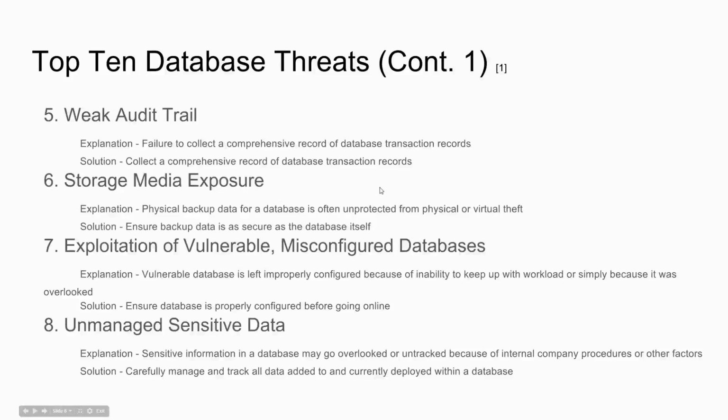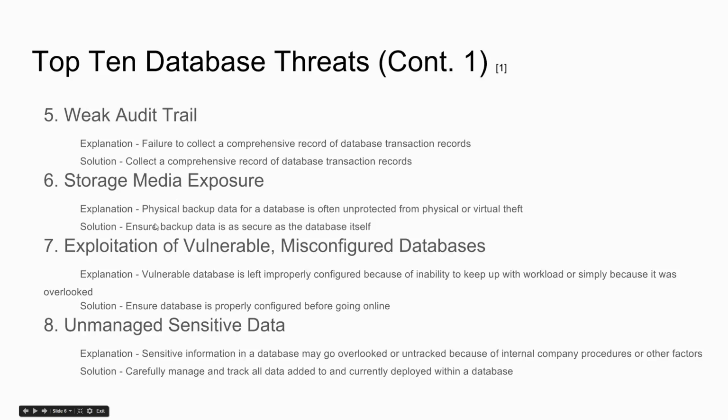Number five on our list of the top 10 database threats is a weak audit trail. A weak audit trail is a failure to collect a comprehensive record of database transactions. What this essentially means is every time somebody does something on the database, whether it's adding to it or taking away from it, there is a record that's left behind that tells what happened. If the database doesn't track everything that goes on in a database, somebody could download the entire database or manipulate their user privileges, and there would be no way for the administrator to know what happened. So what you really need is a very comprehensive audit trail that tracks everything that goes on in a database, and that's the best thing you can have for database security.